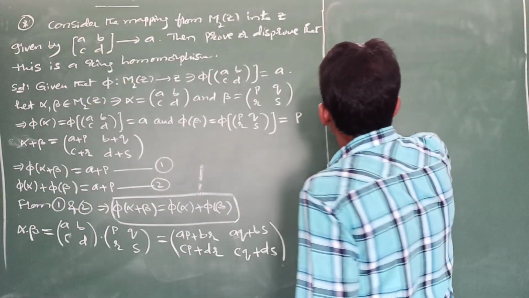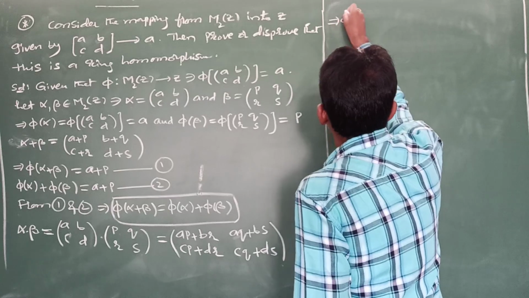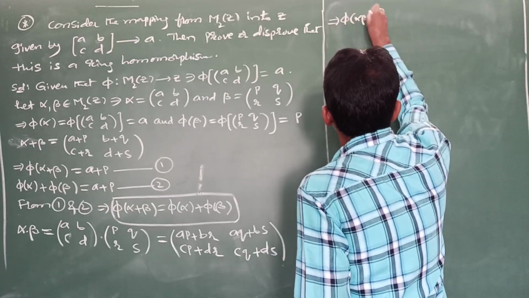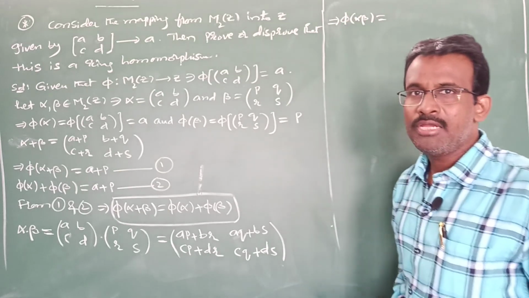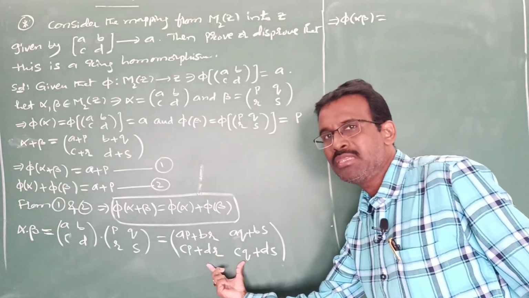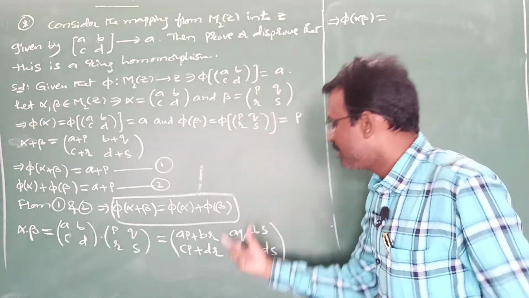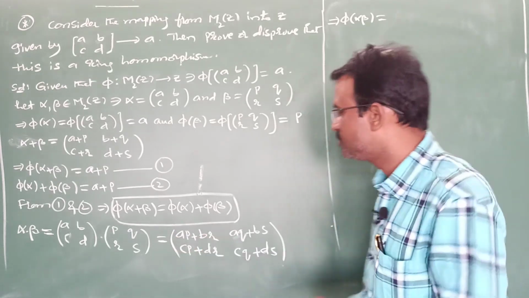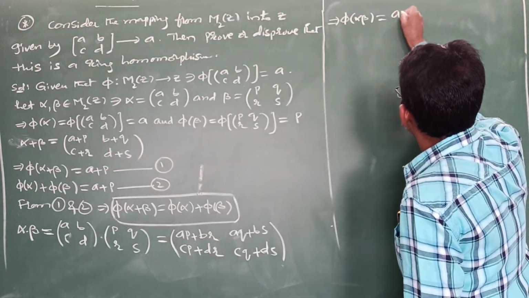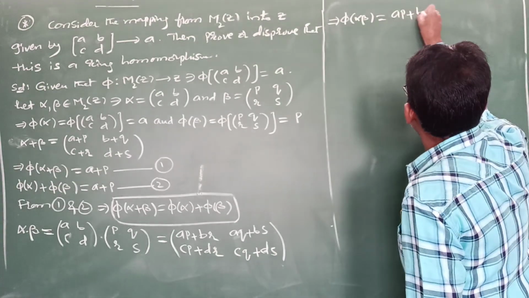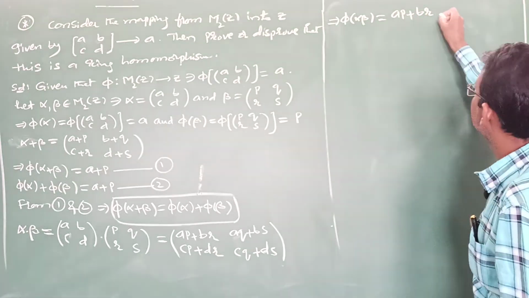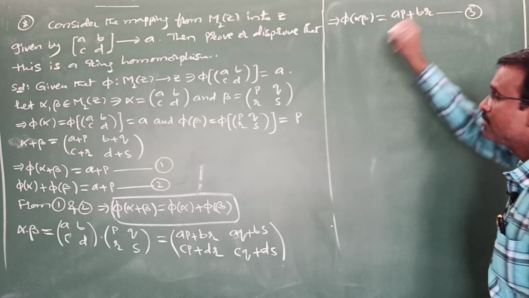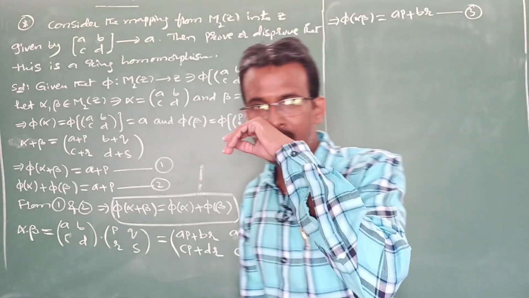Now let us define phi of alpha into beta. Phi of alpha into beta means what? Phi of this total thing. From the given definition, phi of this total thing is the first entry, right? It is AP plus B, or directly I have written. Let this be number 3 in our consideration. We find phi of alpha beta.